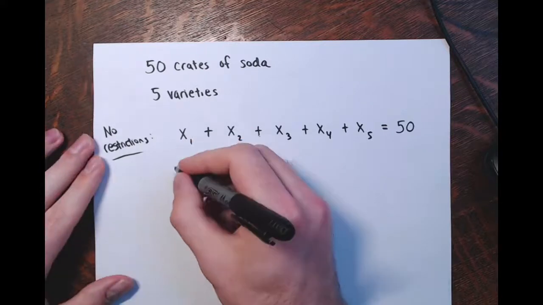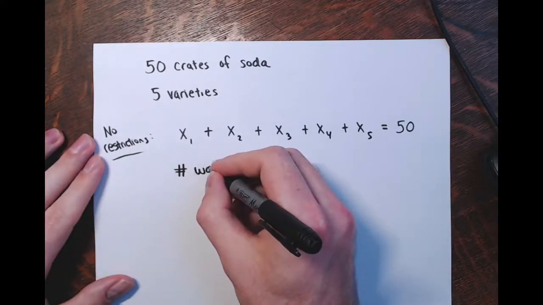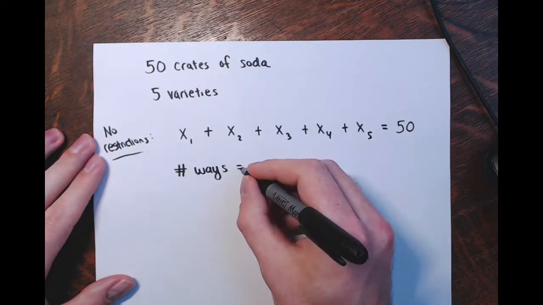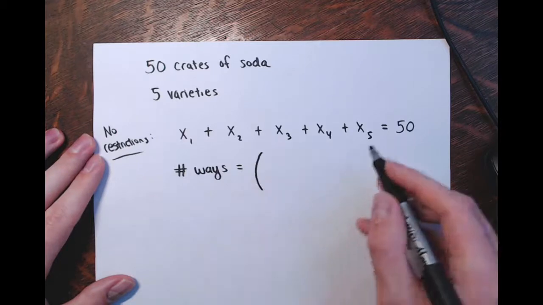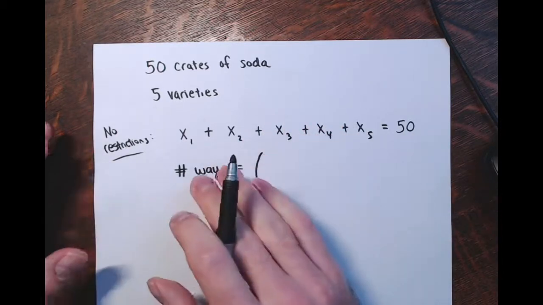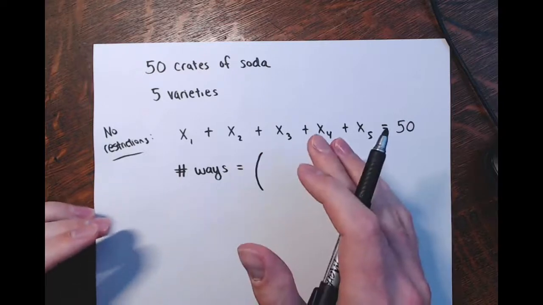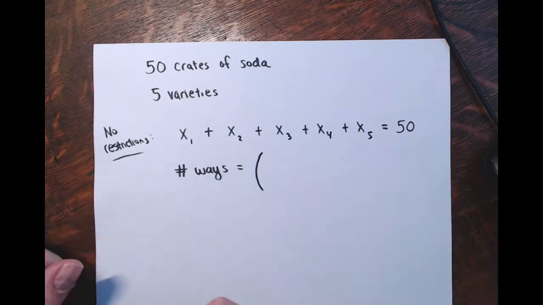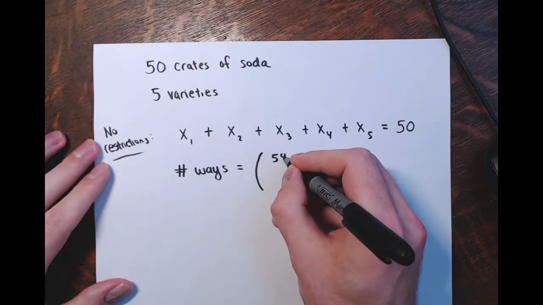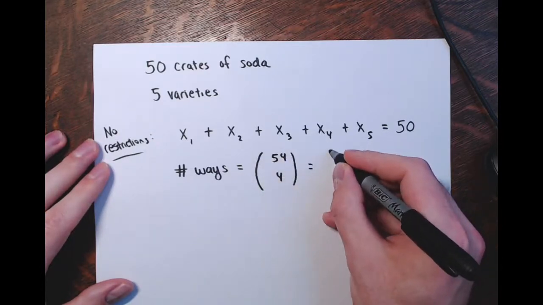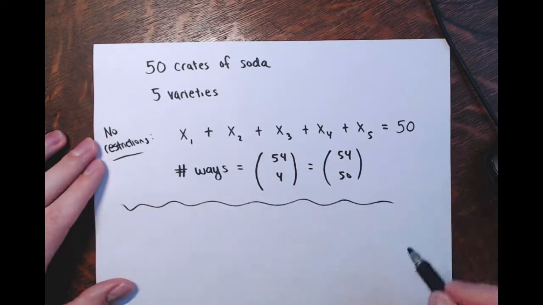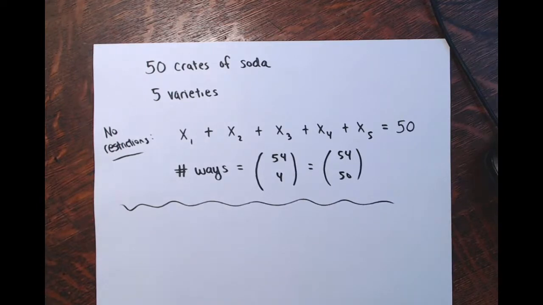So remember, the number of ways she could order 50 crates from these 5 varieties with no restrictions would form a bijection with those code words, the bit strings with 50 ones and 4 zeros to separate the 5 varieties. So it'd be 54 choose 4, or 54 choose 50, either way. Alright, so that's with no restrictions. But they did give us some restrictions.